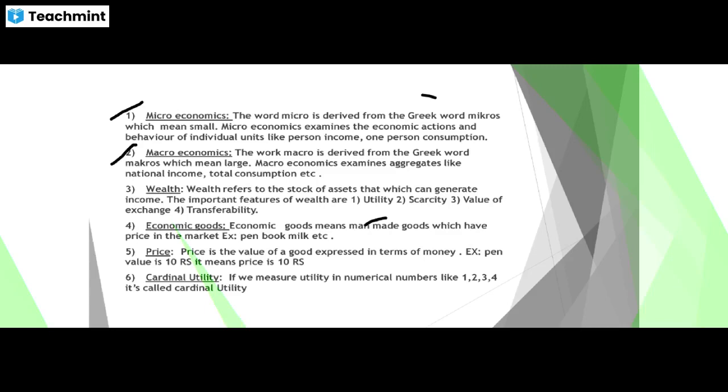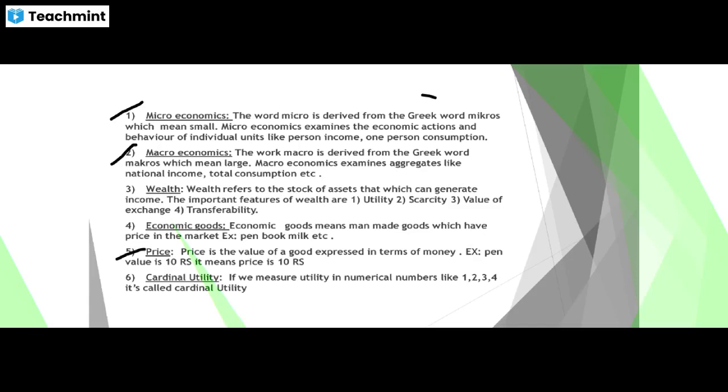These four things. And if you see the fourth one, economic goods. Economic goods means man-made goods which have a price in the market. So all man-made goods, which are made by humans. Example: pen, book, milk, etc.